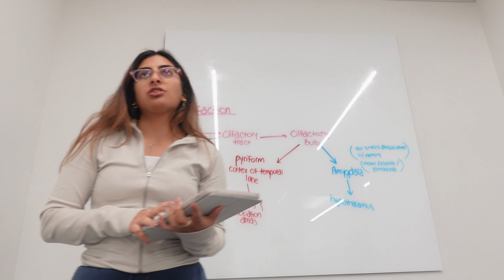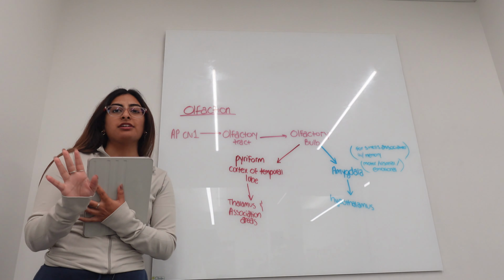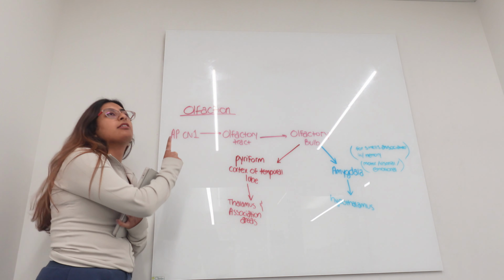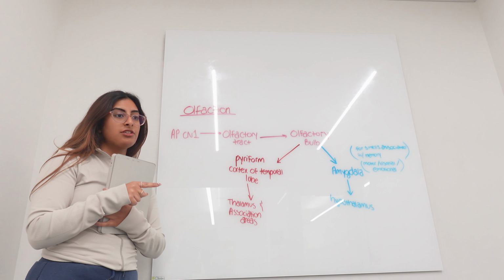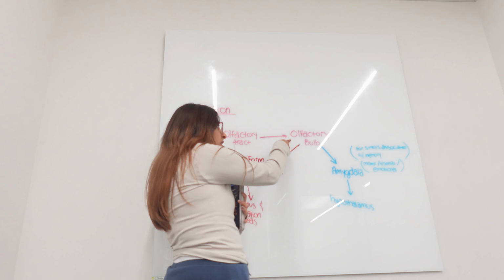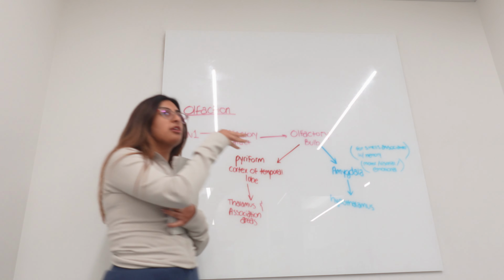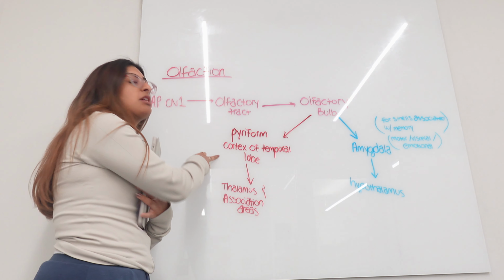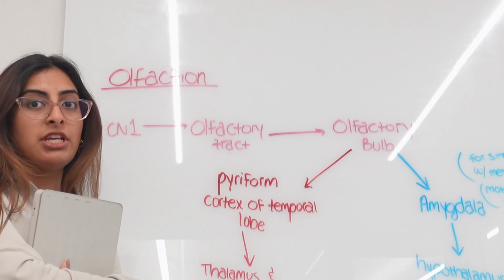Pathway of olfaction from the action potential on the cranial nerve back to the brain. So I'm just going to check. Okay, so this is what I have, and it seems right. I first said the action potential from cranial nerve 1, the olfactory nerve, goes through the olfactory tract to the olfactory bulb, which is mainly just the areas in the brain. The common area in the brain is the piriform cortex of the temporal lobe, which then has an action potential go to the thalamus and the association areas.